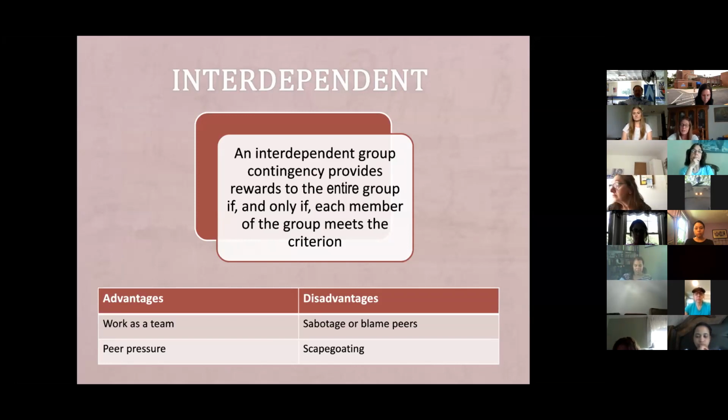The advantages of this is everyone is working as a team, and it capitalizes on peer pressure. In this case, it's a good thing because you're trying to build that momentum so that you can earn the reinforcer. And there's some disadvantages with this because you can have sabotaging or blaming others. You have to watch out for those 1 or 2 kids that may not care if they get the reward and try to hurt the group as not getting the reward.